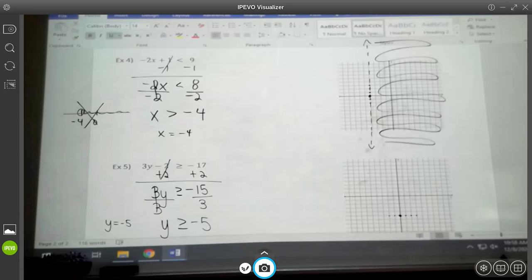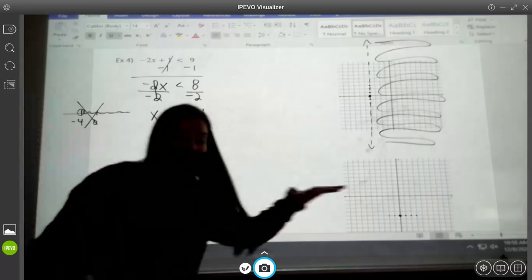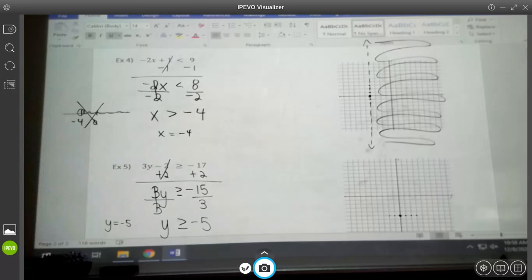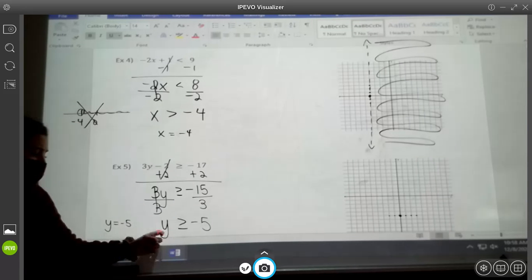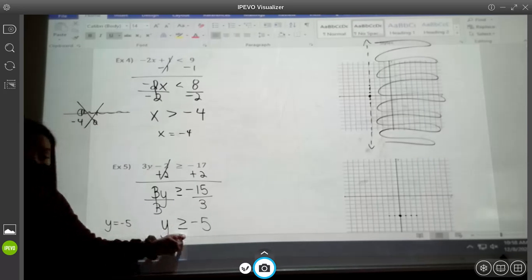Do I want solid or dashed? They're saying that y can be greater than or equal to -5. Since it can equal -5, we use a nice solid line to say that it's included as a solution.